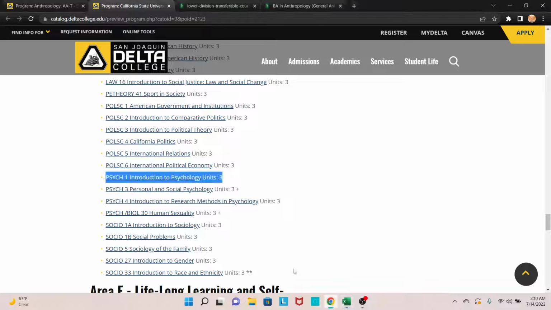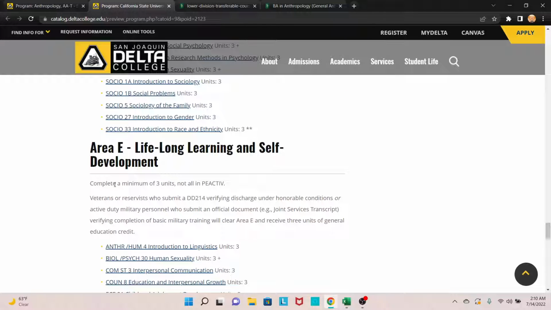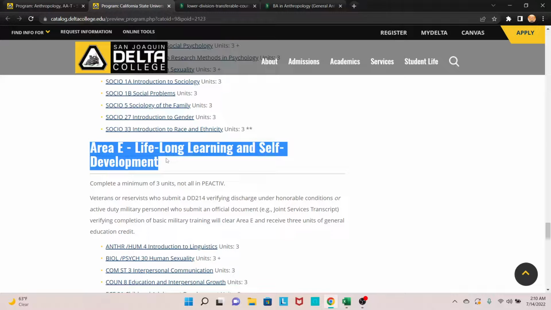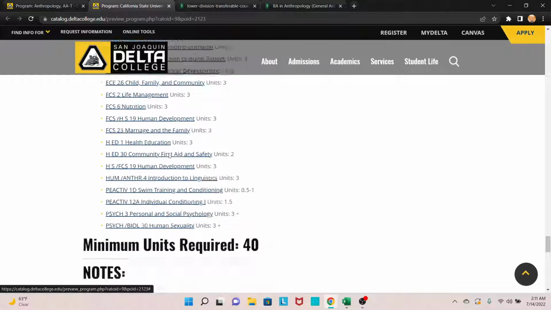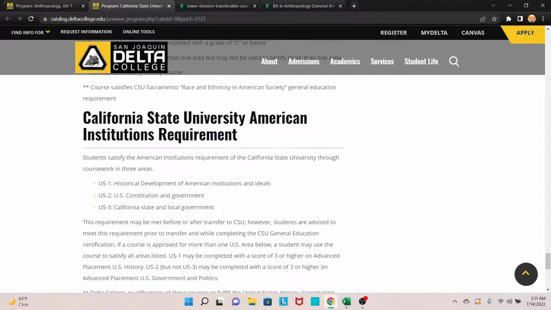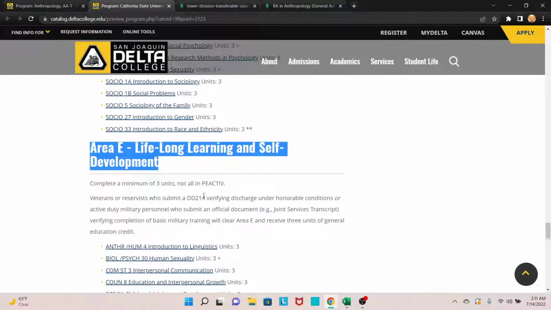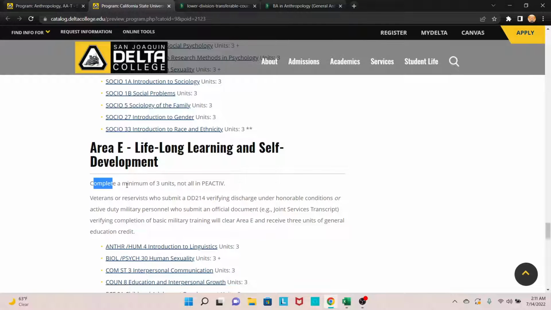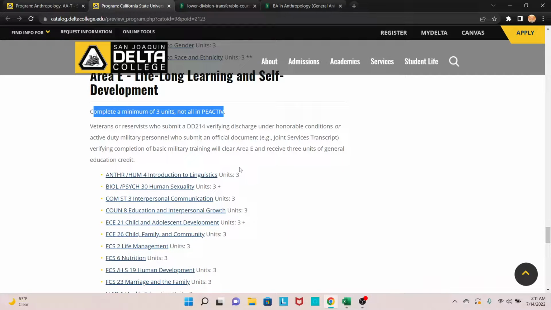Okay, and one last thing to look for with the schedule complete. The CSU pattern for general ed is a few more units than a UC or a general IGETC form, because they require specific other things, mainly this and this. So area E is lifelong learning and self-development. So complete a minimum of 3 units, not all in PE activity. So I would have to complete 1 class here.